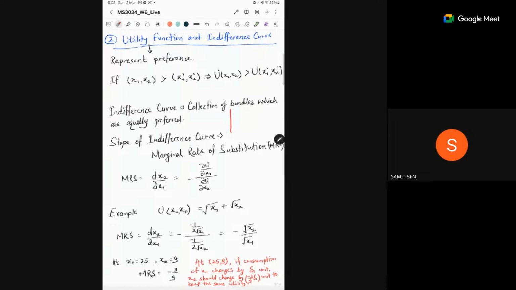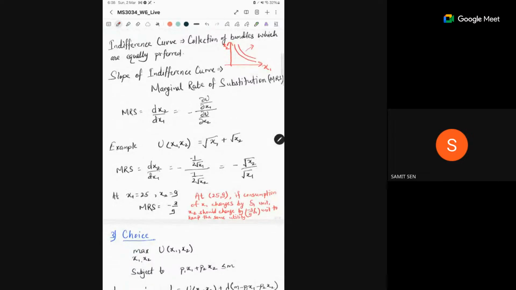Why do we use indifference curves? Because we can represent them in the x1 x2 plane. When we represent normal preferences, those are downward sloping, and the farther we move away from the origin, the higher is our utility. The slope of these indifference curves is the marginal rate of substitution, like we derived it in the lectures also. This is the negative of the ratio of the marginal utilities.